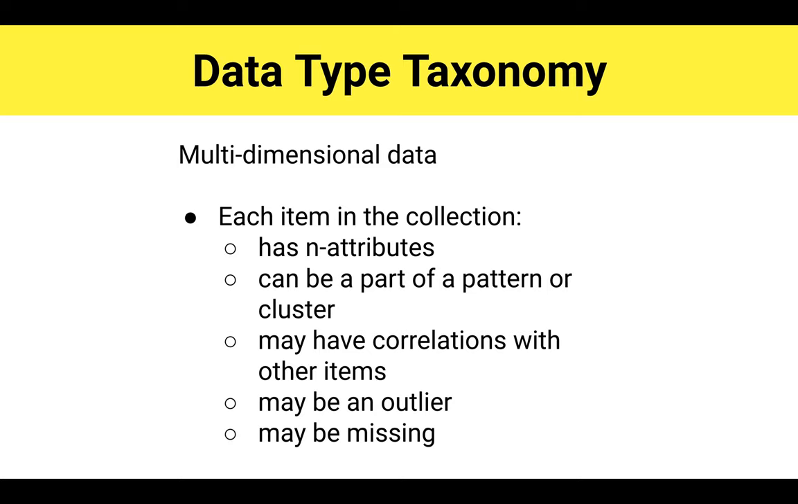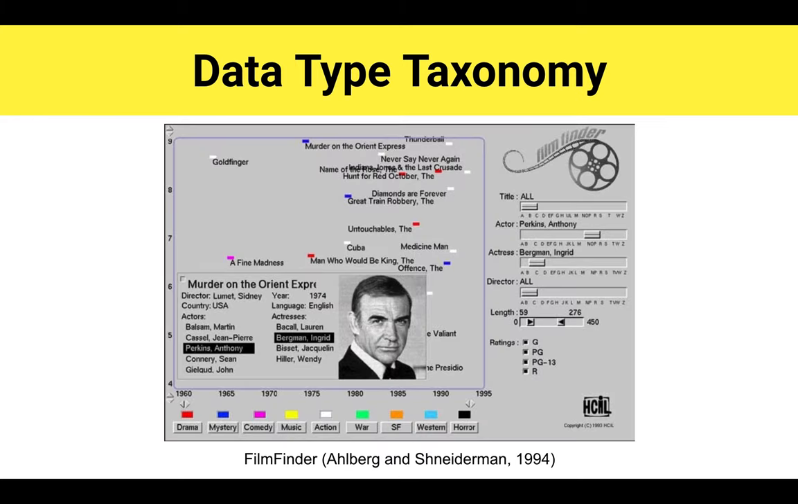Multidimensional data can be a collection where each item has n attributes, can be a part of a pattern or cluster, may have correlations with other items, may be an outlier, or may be missing from the collection. In 1994, the Film Finder visualized multiple dimensions of movies, such as popularity, date of release, title, actor, actress, director, length, ratings, and genre.